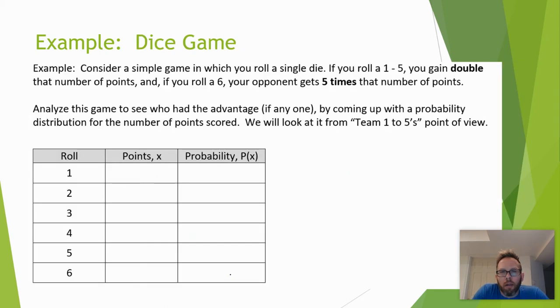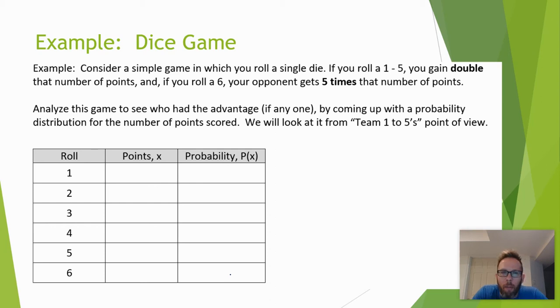Let's analyze something we haven't before. So this is a simple dice game where you roll a single die. In this game, if you roll a 1 to 5, you get double that number of points. And if you roll a 6, your opponent gets 5 times that number of points. So let's see who has the advantage in this game. Maybe it's a fair game where no one has the advantage.